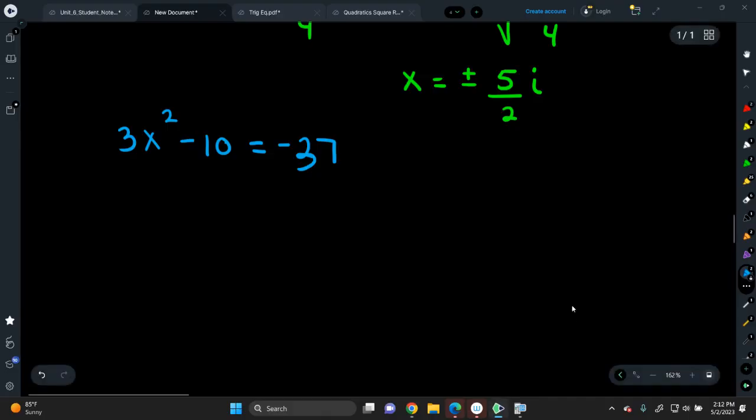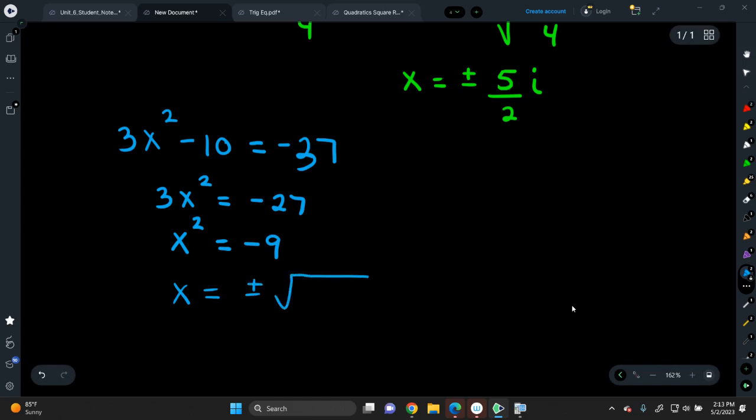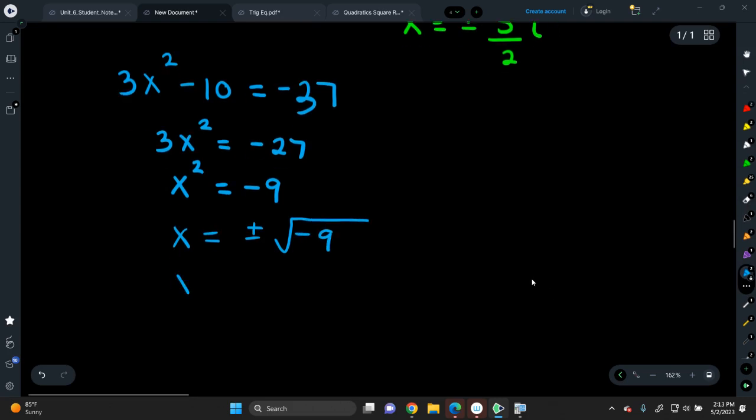What do we do first? Add 10. Good. 3x squared equals what? Excellent. And then? Divide by 3. Good. So we get negative 27 divided by 3 is negative 9. Square root both sides. Oh wait, no, it's 3. So x equals plus or minus 3i.